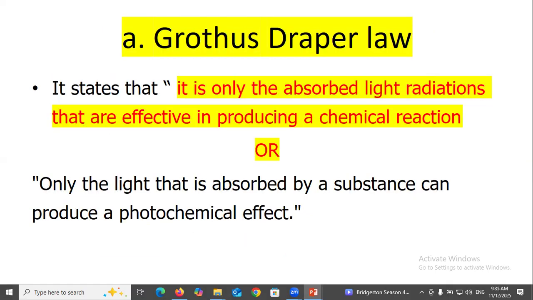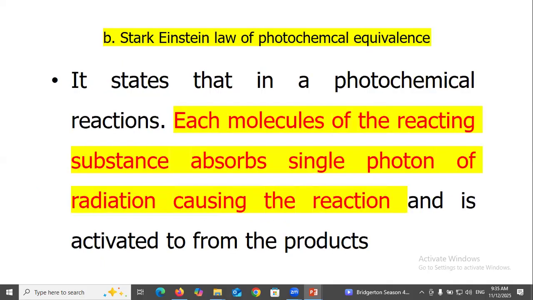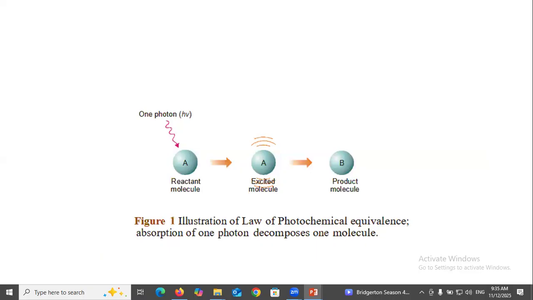Only absorbed light radiation is effective in producing a photochemical reaction, which is the Grotthuss-Draper law. And the Stark-Einstein law: in a photochemical reaction, each molecule of the reacting substance absorbs a single photon of the radiation causing the reaction and is activated to form products. One photon of light is absorbed by a reacting molecule, giving an excited molecule and then a product molecule.